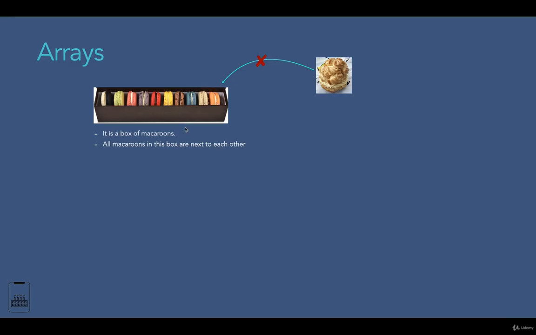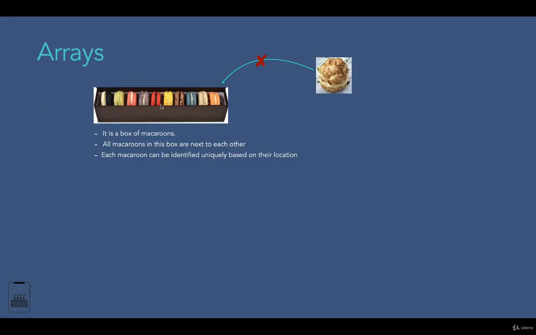Now the next property is that each macaron here can be identified uniquely based on its location. Let's say if I want to identify this macaron over here, I can say that this is the fifth macaron in this box. Or if we want to identify the other one, we can identify it by its location. This is the sixth macaron over here, and so on.